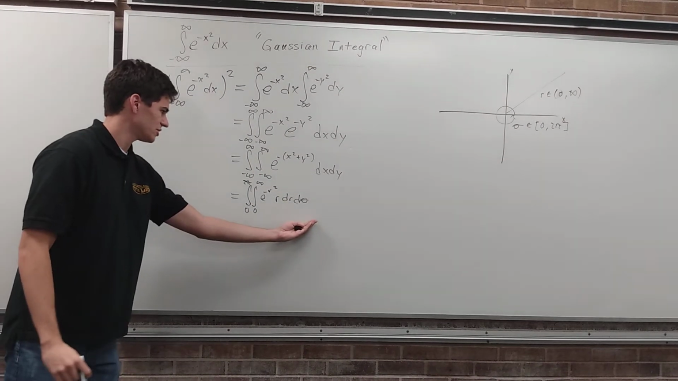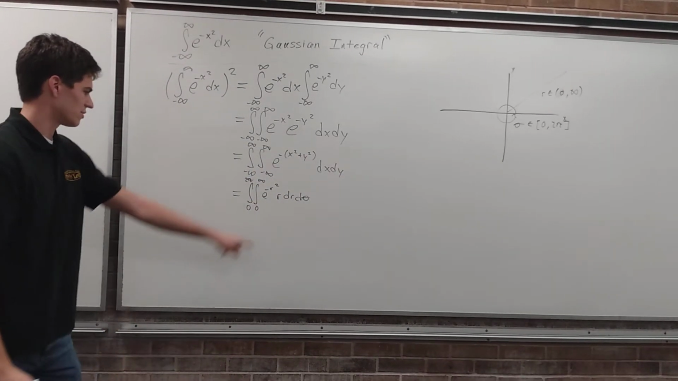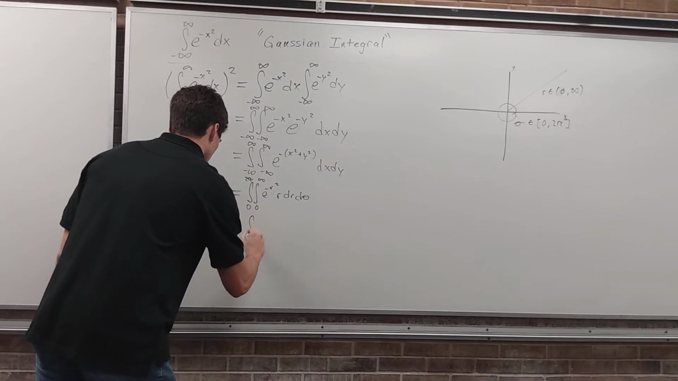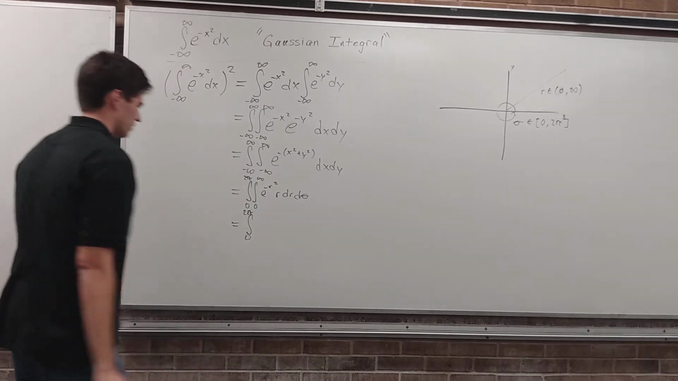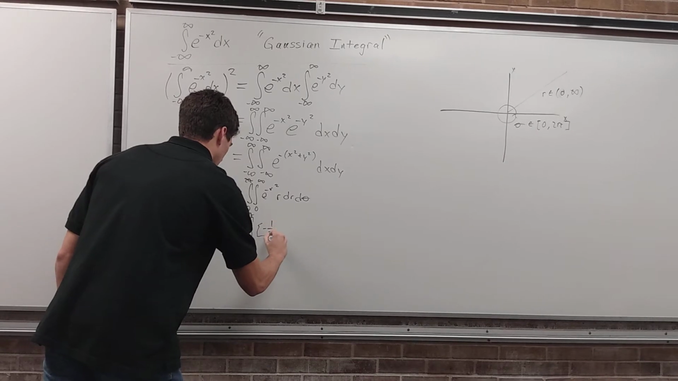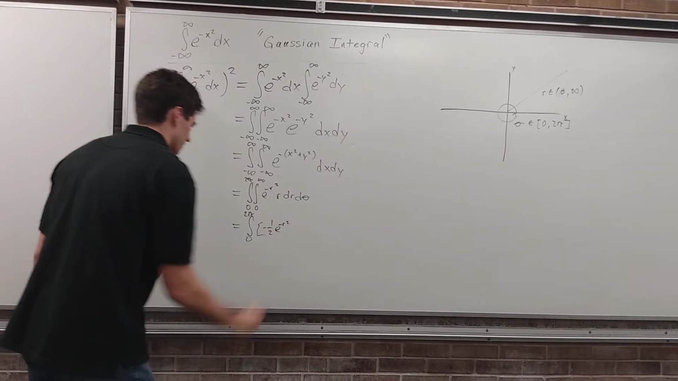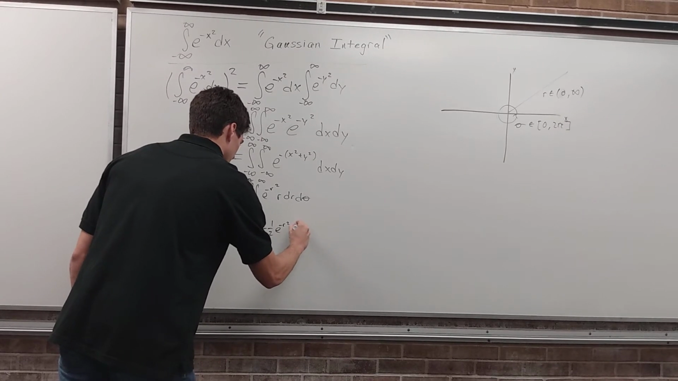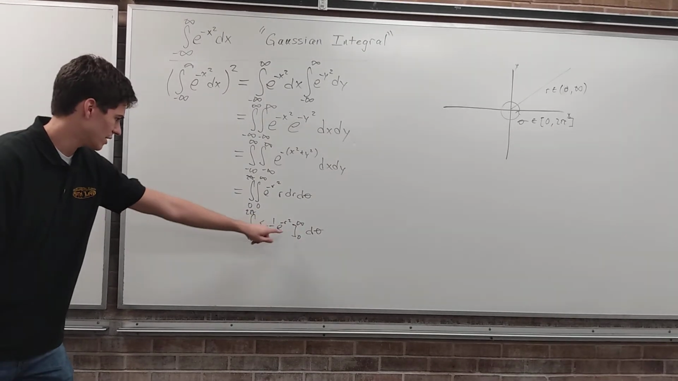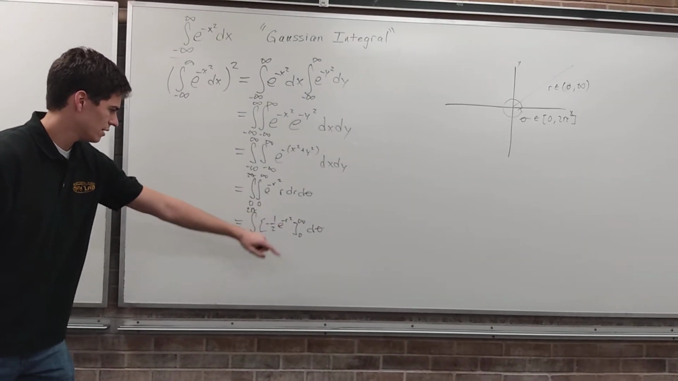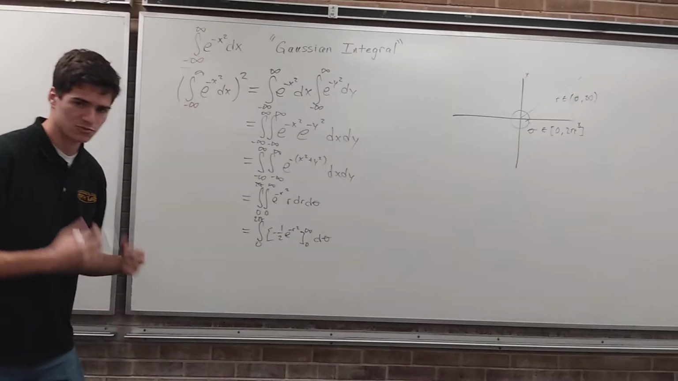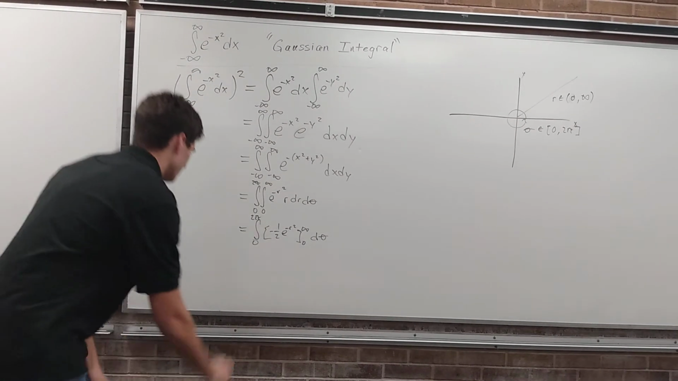And this double integral is much easier to compute than this one, because we could just use u substitution right here on r squared. So we'll end up with the integral from 0 to 2 pi of the antiderivative, which is negative 1/2 e to the negative r squared, going from 0 to infinity, d theta. Now when we plug in infinity, this is going to be 0. And when we plug in 0, we get e to the 0 is 1, so negative 1/2. So we're subtracting negative 1/2, we get positive 1/2.